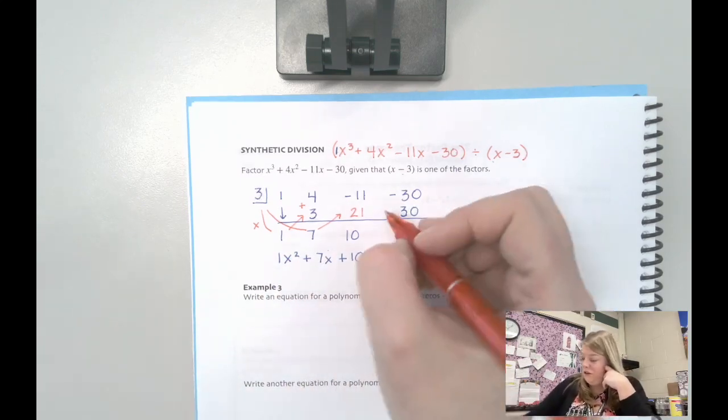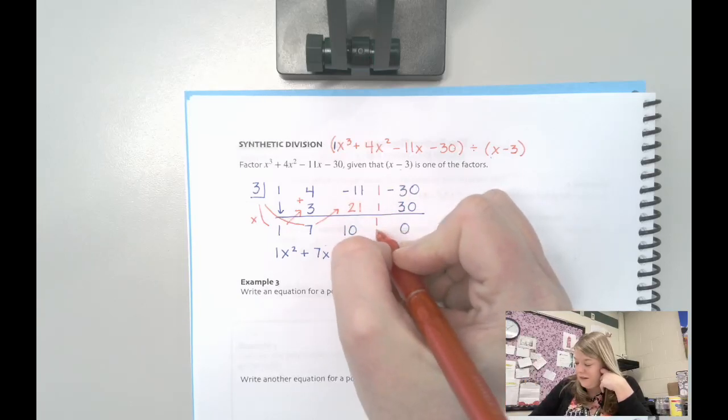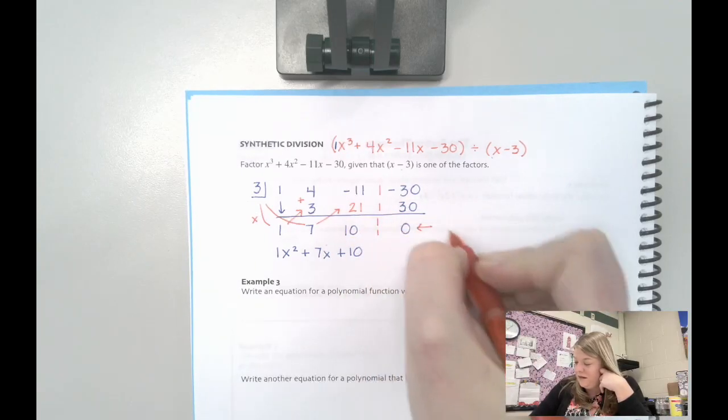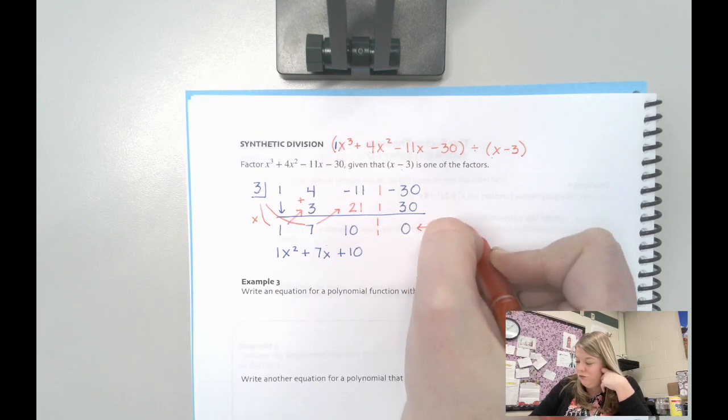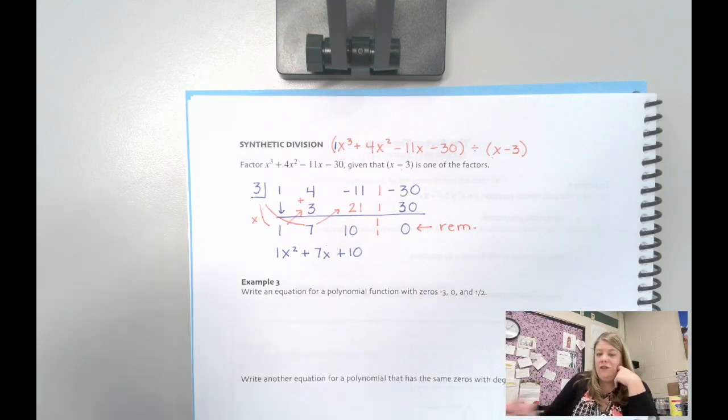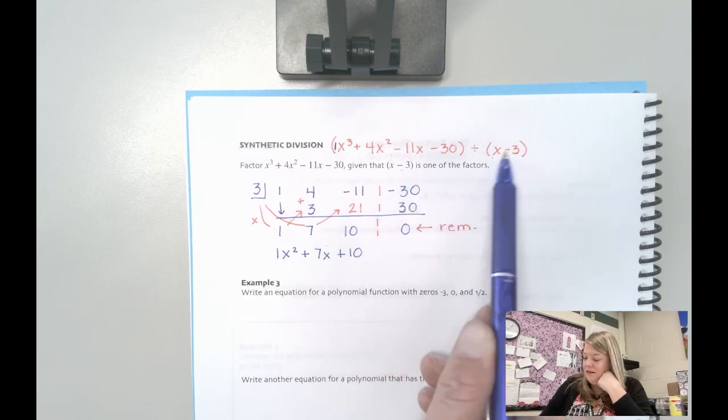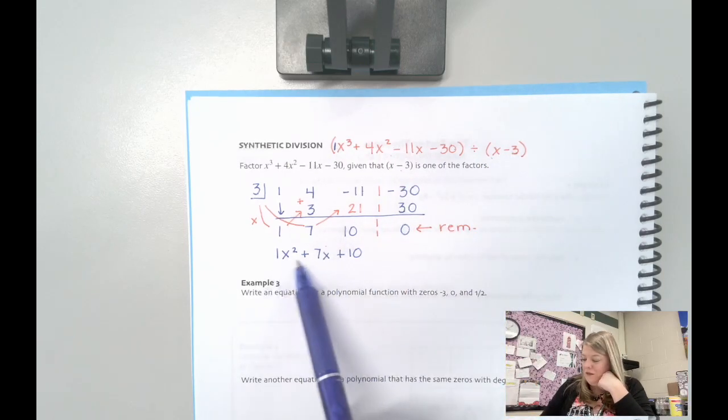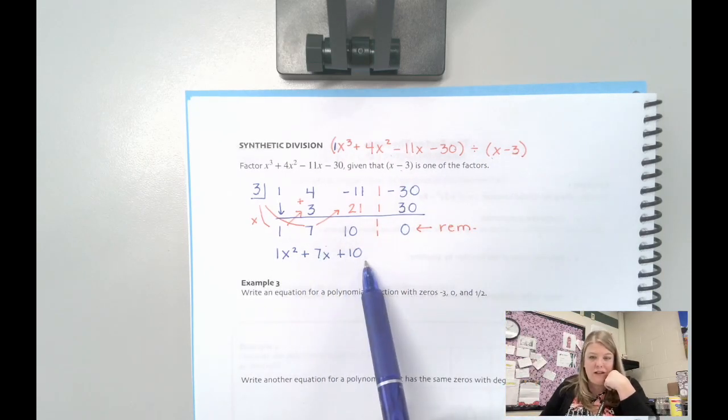My remainder is this 0 here on the end. That's why I said I like that this came out to be 0. So this number on the end is always your remainder, okay? And so what I just did is I took this and divided by x minus 3, and I found that my answer is x squared plus 7x plus 10.